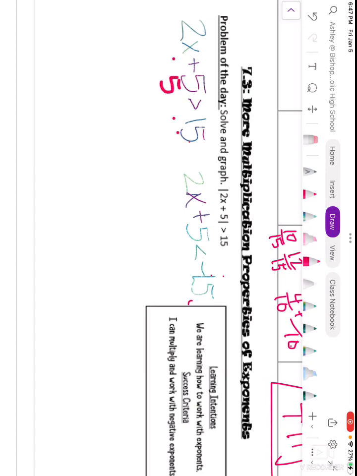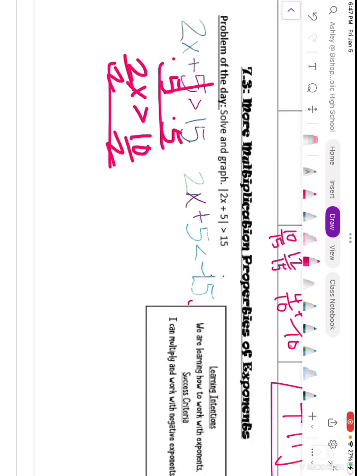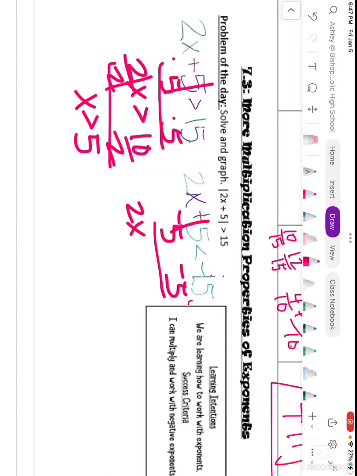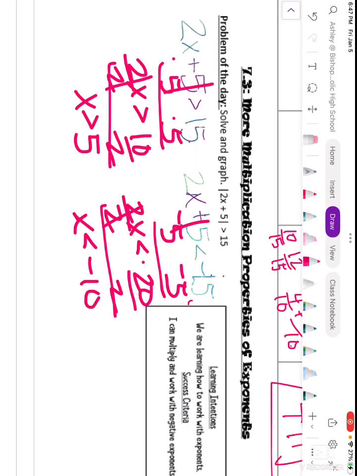So subtract 5. 2x is greater than 10. Divide by 2. X is greater than 5. Over here, subtract 5. 2x is less than negative 20. Divide by 2. X is less than negative 10.